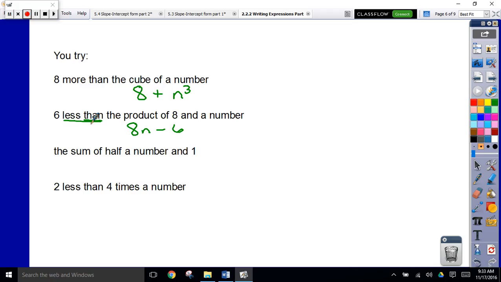Okay, Nick, the sum of half a number and 1. n cubed. Oh, n squared plus 1. Okay, half a number is not the same thing as squaring. Plus 1. So I agree with your plus 1, because you got that from the sum. But how would you write half of a number? Doesn't involve exponents. It's like what we did yesterday.